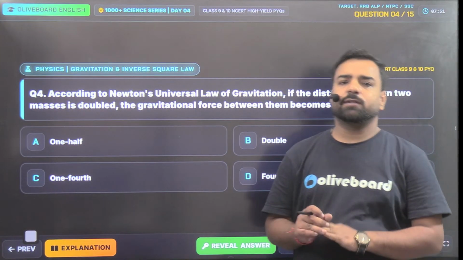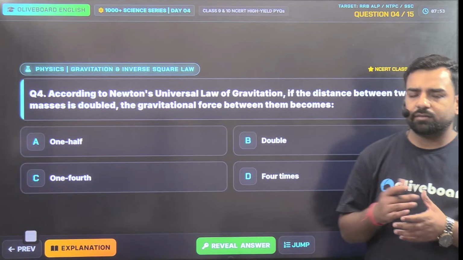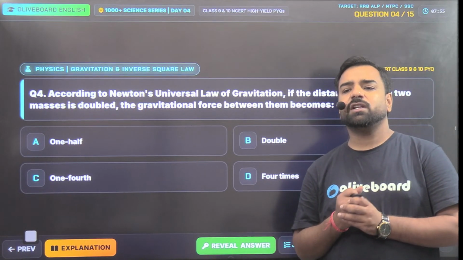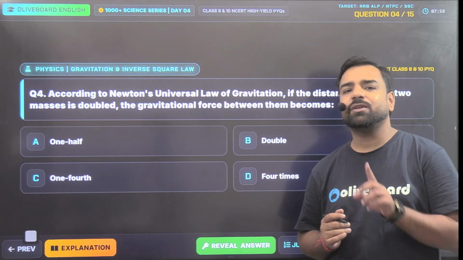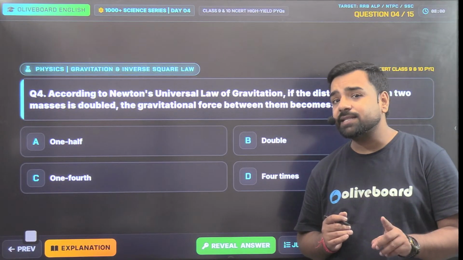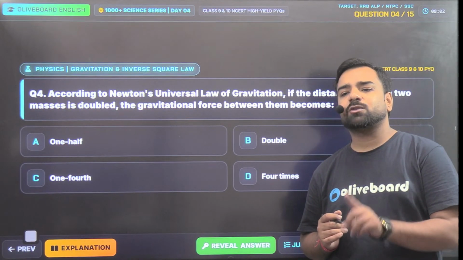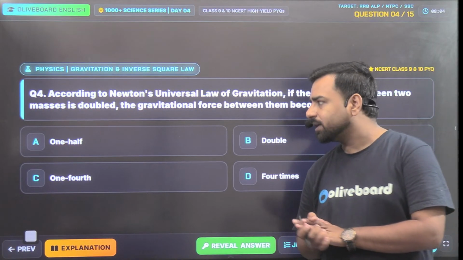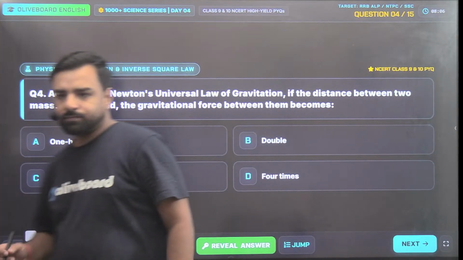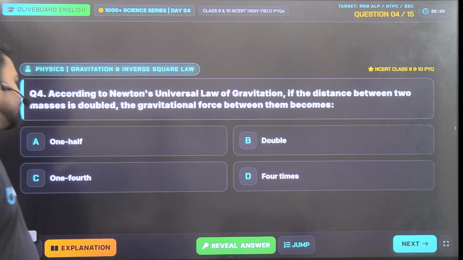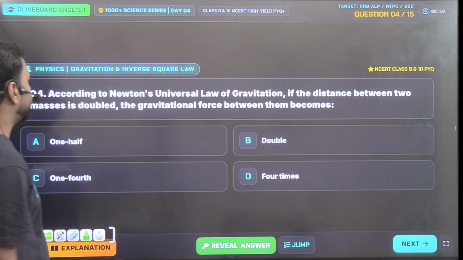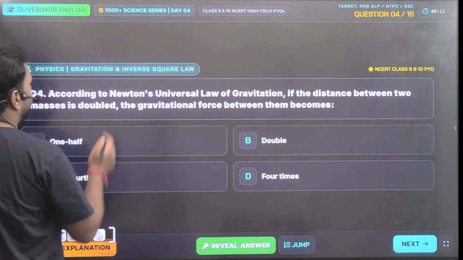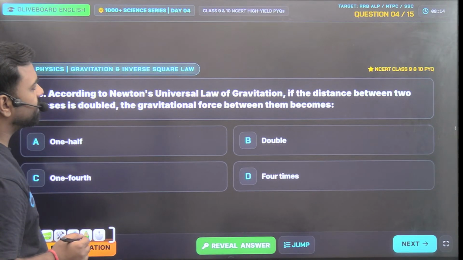So first of all, if I'm talking about the gravitational constant, what is its value? Its value is 6.67 into 10 to the power minus 11 Newton meter square per kilogram square. Correct? So now Ankita is going with C. So let us see. Will it be 1/4? Let us check. If the distance between the masses is doubled, the gravitational force between them will become dash.